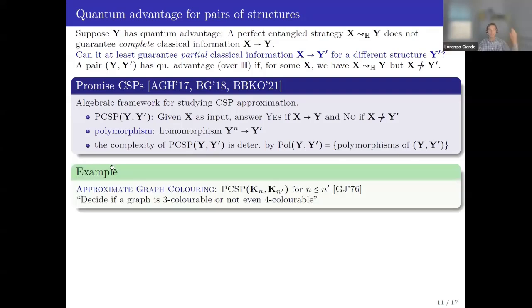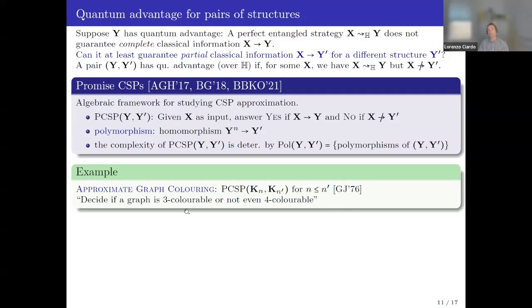Okay, so let's see some examples of this. The main example of promise CSP is approximate graph coloring. So here, my two structures in the template, so my Y and Y prime, are just cliques, right? So K_n and K_n prime for some n smaller than or equal to n prime. And this is the following problem. So I give you a graph. I'd like you to decide whether the graph is, let's say, 3 colorable or is not even 4 colorable. Now, what is the motivation behind this? Well, we know that graph coloring is NP complete. So we can try to make the problem easier to see if it becomes tractable by not asking whether the graph is 3 colorable or not, but whether the graph is 3 colorable or not even 4 colorable, which is potentially an easier task. So what is the complexity of this problem here?